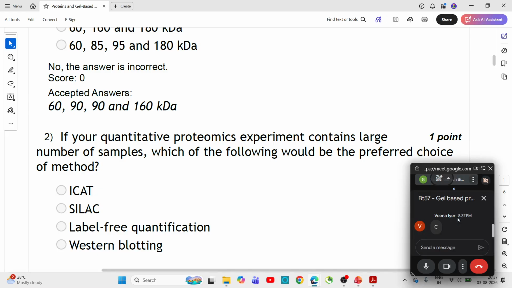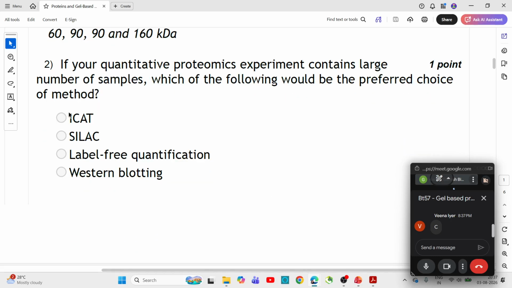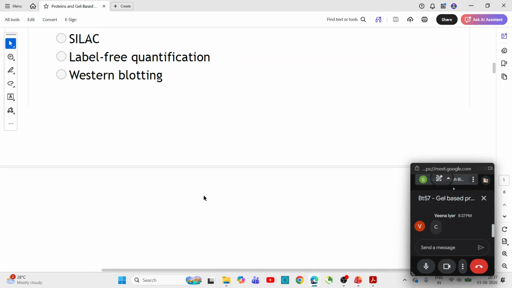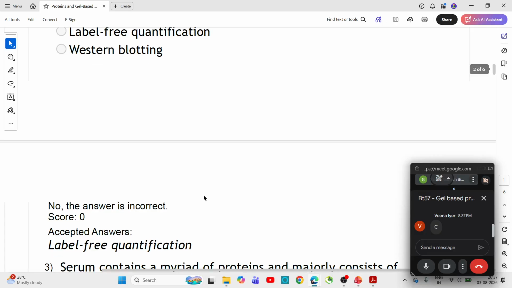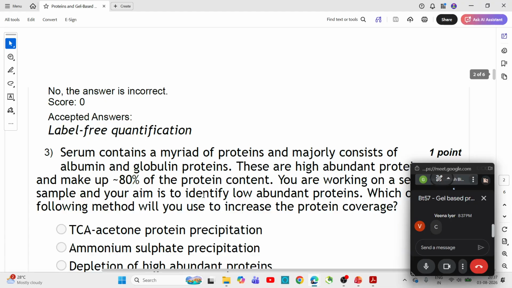Yes, the answer is C. If you want to do quantification, the answer is in the options itself. You need to quantitate it, and label-free quantification is the preferred choice of doing an experiment. All those others would not help you to quantitate it, but qualitatively you can tell whether the protein is present or not. So the label-free technique will help you to answer quantitatively.